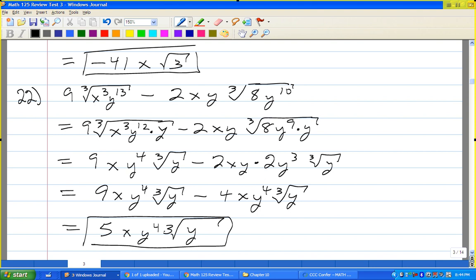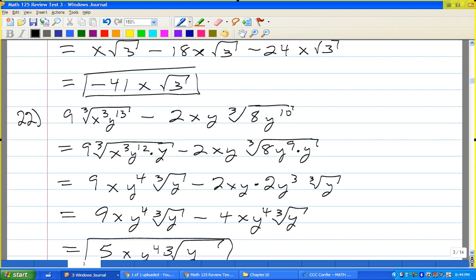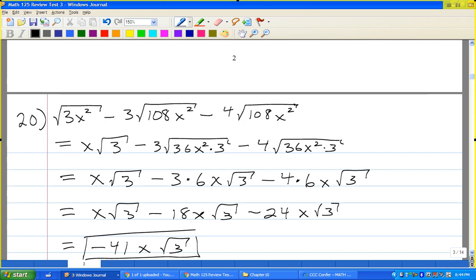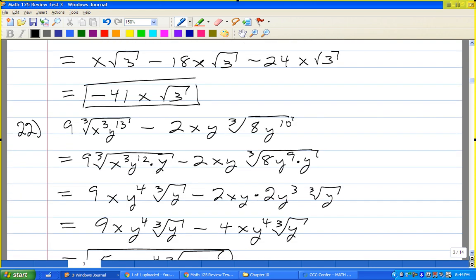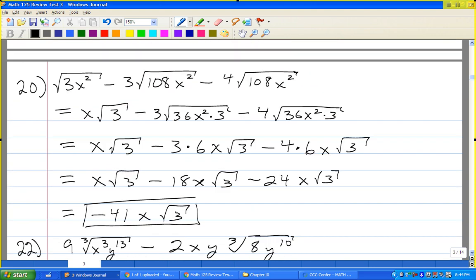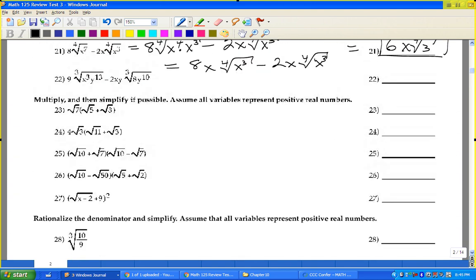Let me do problem number 23. Multiply and then simplify if possible. Assume all variables represent positive real numbers. Okay, so again, we don't have to worry about any signs. And so let's multiply the rad 7 inside the parentheses. And so I get rad 35 plus rad 21. And that's your answer.